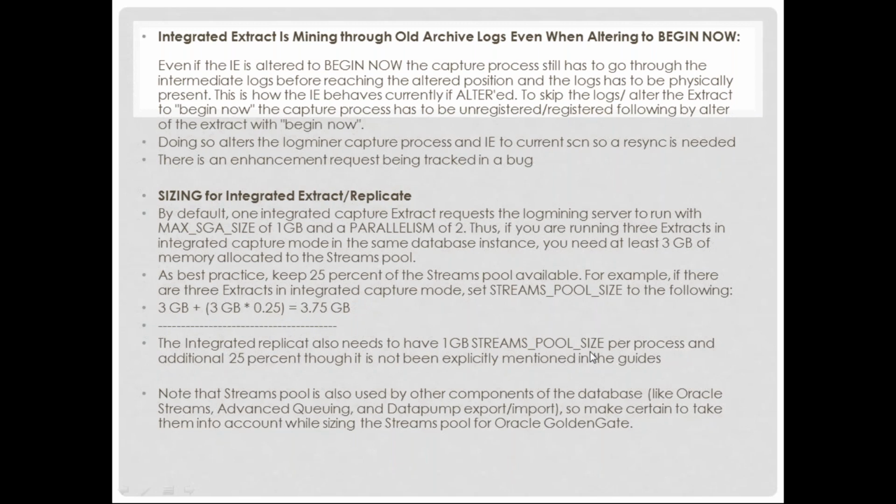Have 1 GB of stream pool size per process and an additional 25%, though it has not been explicitly mentioned in the guides. So even for the replicat, we follow the same process. Note that the stream pool size is also used by other components of the database, like Oracle Streams, Advanced Queuing, Data Pump export and import. So make certain to take them into account while sizing the stream pool size for Oracle and GoldenGate also.